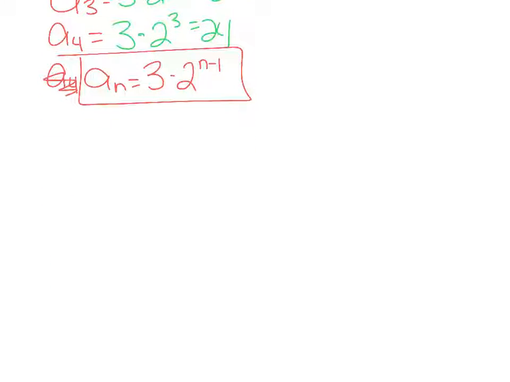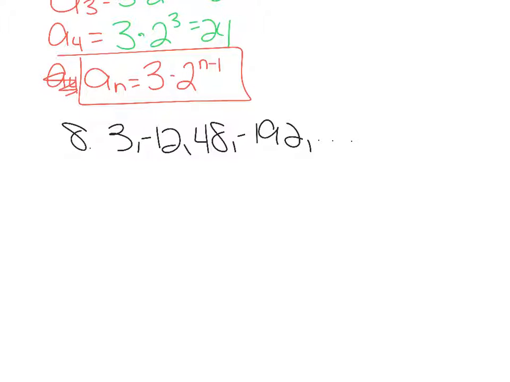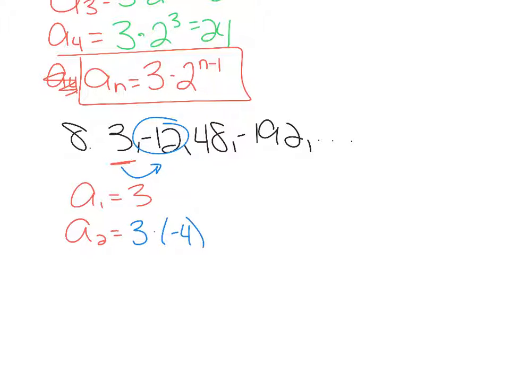Okay, let's try another one. This one says 3, negative 12, 48, negative 192, dot, dot, dot. Once again, a sub 1, that first term, is 3. Then I want to talk about a sub 2. Now, a sub 2 is negative 12, but starting with 3, how do I get from 3 to negative 12? Well, you'd multiply by negative 4. Now, you would have to put that negative 4 in parentheses. That's pretty important. If you don't, it's going to look like a minus 4. That's not the same thing.